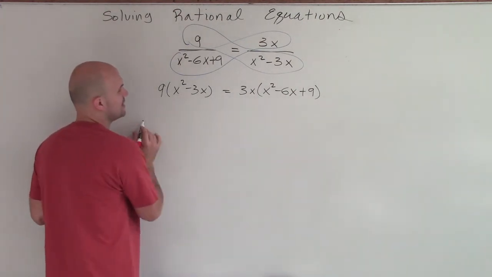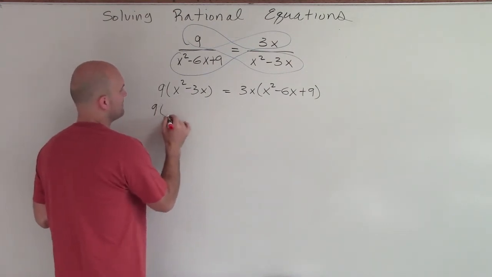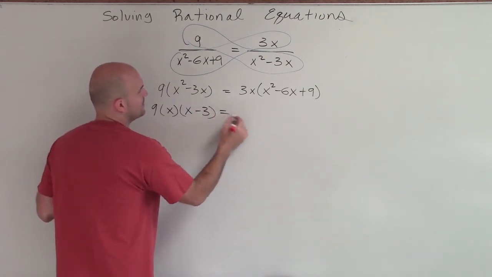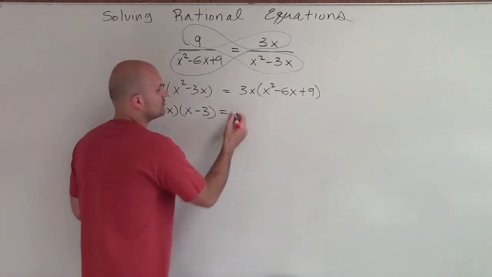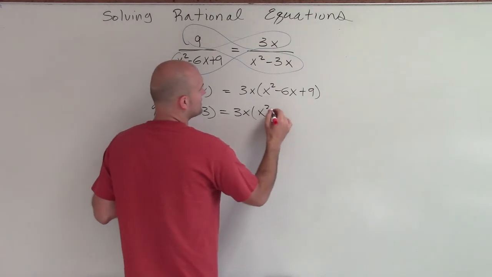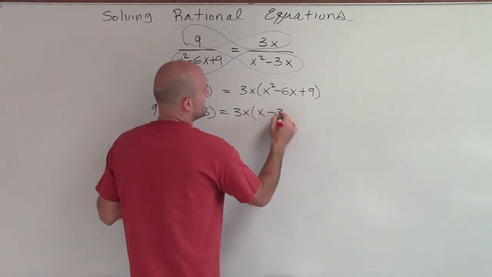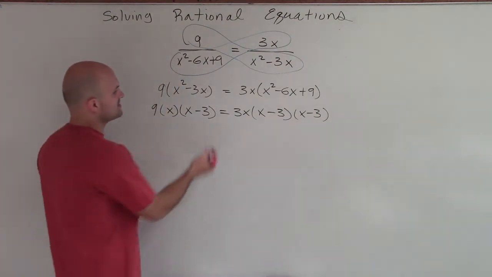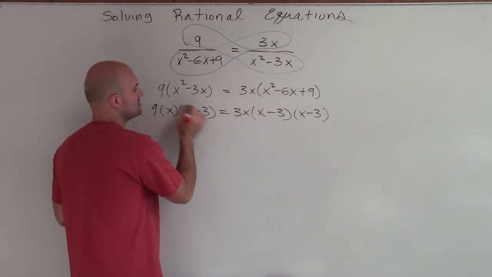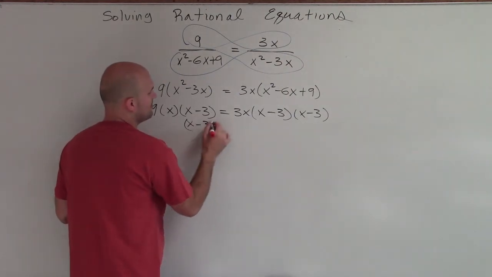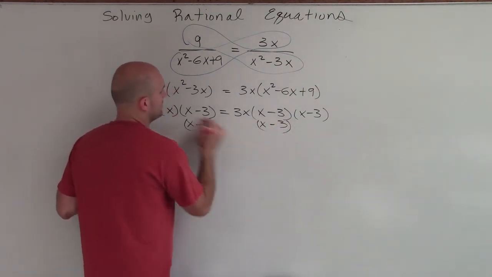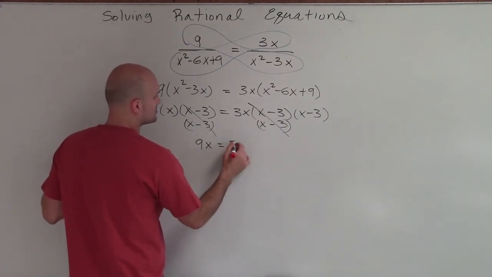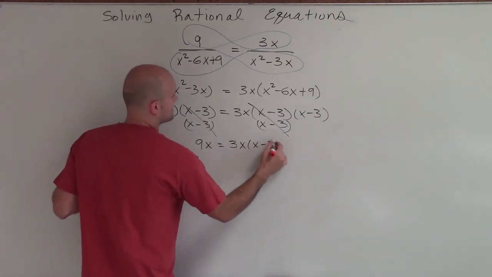So inside this binomial, I can simplify by factoring out an x. And when I factor out an x, I'm left with x minus 3. Here, this trinomial is a perfect square trinomial. So when I factor that, I get x minus 3 times x minus 3. Now, the reason you can see this is helpful is that they both share an x minus 3 on both sides, which if I divide by x minus 3 on both sides, these both divide to 1. That leaves me now with an equation of 9x equals 3x times x minus 3.